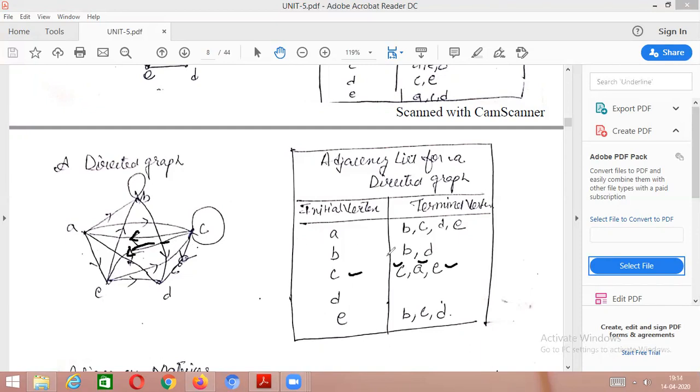Like this, we can find the adjacent vertices in directed and undirected graphs. In the directed graph, you have to see from the vertex, the edge going direction outwards. Whichever vertex is there outwards, those vertices are called adjacent to that corresponding vertex. Okay. So now, next we'll move on to the next one.